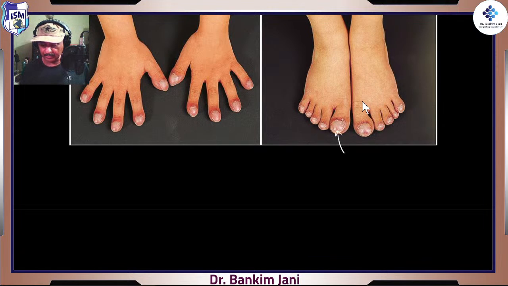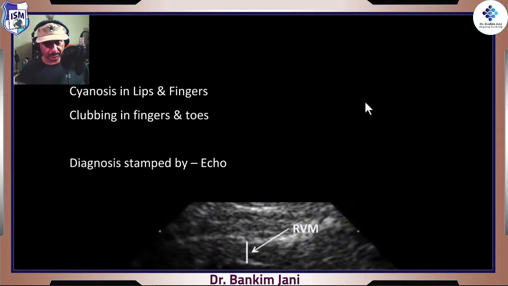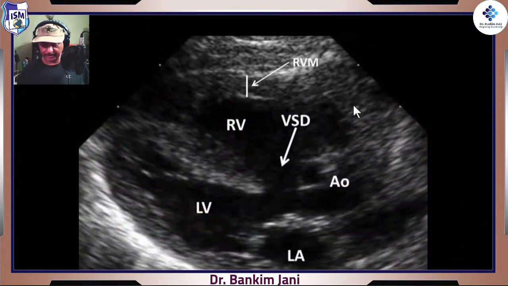These are, can you see? These are all clubbing. This is the normal nail bed. That's the normal nail bed, like this. This is our normal nail. But when it comes to clubbing, right? So this is a finger. The clubbing is like this. Because of this peripheral pooling over here, the nail beds would be bent like this. See, it will occur in hands as well as in the feet. Cyanosis in lips and fingers and clubbing in fingers and toes. That's what we see.